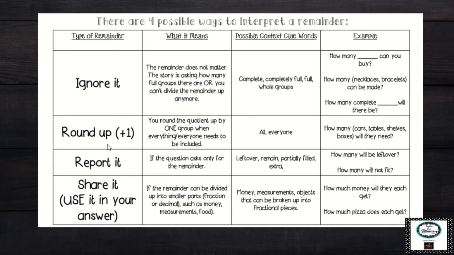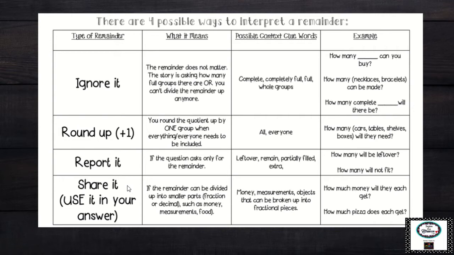Another type of situation you might see is when they just want you to report it. That's when the question asks only for the remainder. This might pose as how many will be left over, how many will not fit, how many extras are there. And then, of course, when we're talking about money or food or something that can be broken up and divided into smaller parts, they might ask you to use it in your answer, so you're sharing it as a decimal or a fraction.